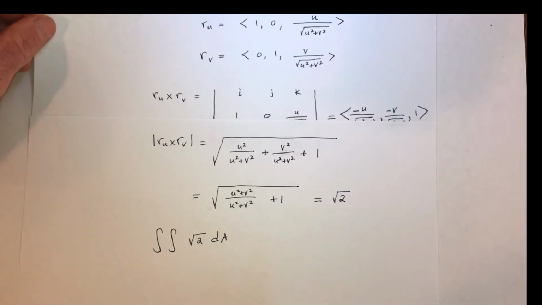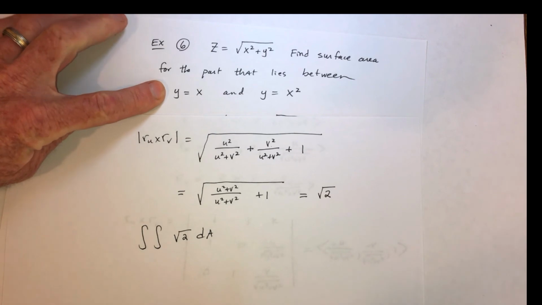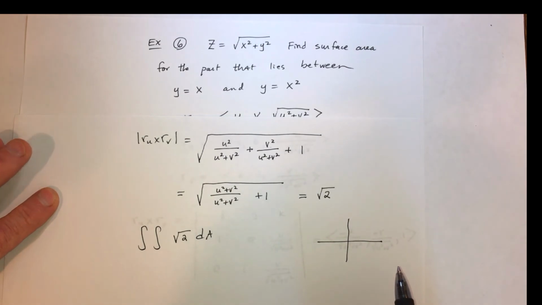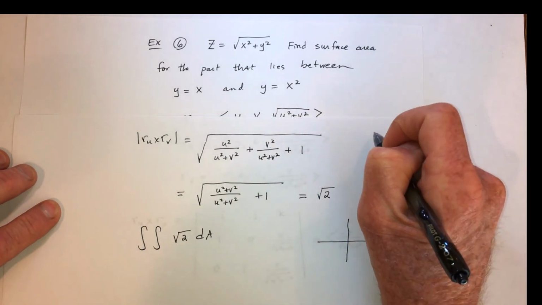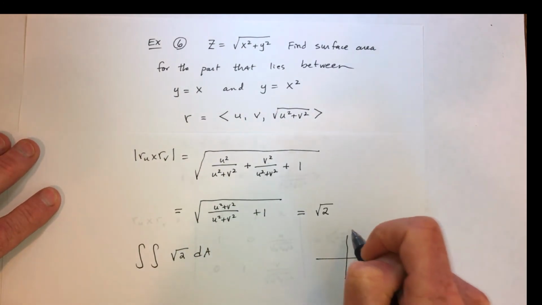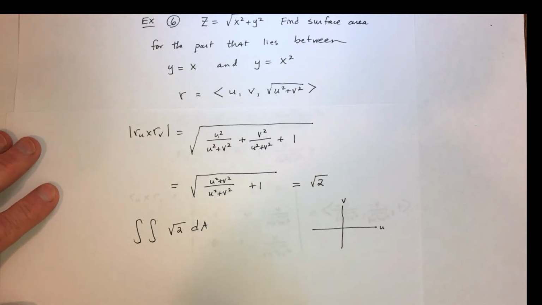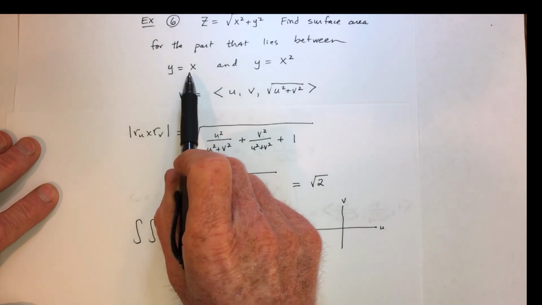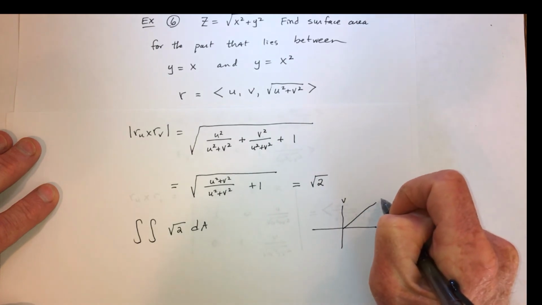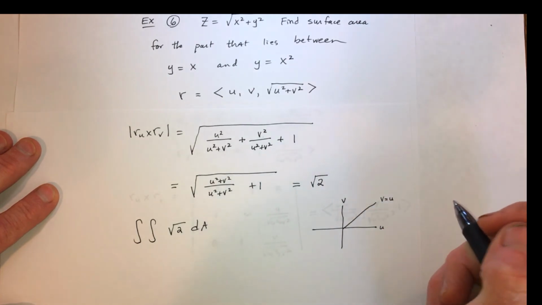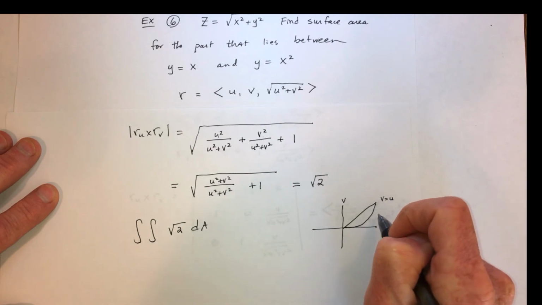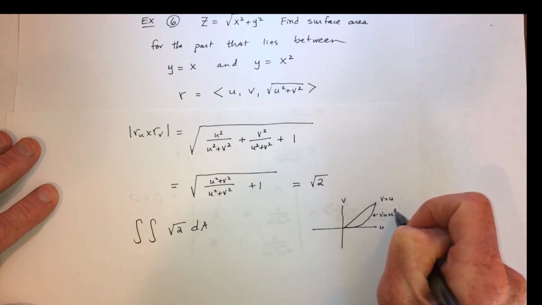Now, what's the area? That is where this part comes in. I've changed over to u and v, where u is equal to x. So this would be the u-axis, this would be the v-axis. And this one is just a straight line, just like y equals x, or the line v equals u. And this one is a parabola going like this, the parabola v equals u squared.